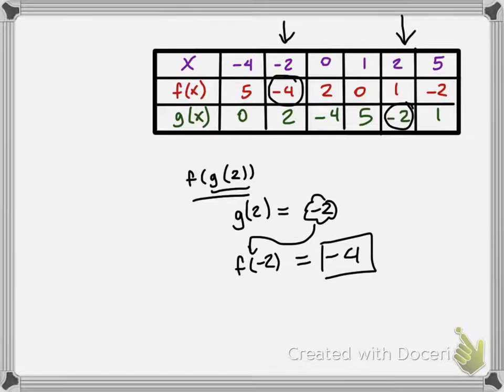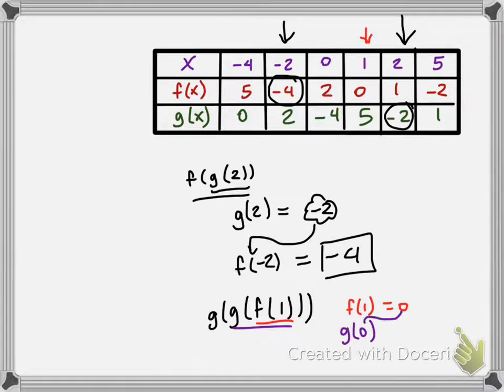What if they were asking g of f of, let's make it super complicated, 1. The first thing we do is our f. So we're going to go f of 1. Let me pull this over here. f of 1, if we start at 1 in our x's, that's right here, and then we go down to f, that's a 0. So f of 1 is 0. That 0 is what we're plugging into our next layer out, which is a g. So we want g of 0.